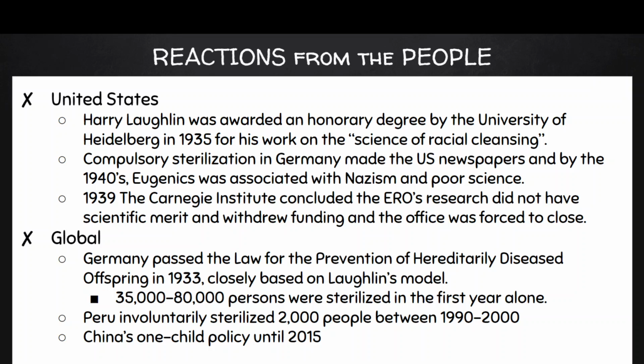On the global scale, Germany passed a bunch of sterilization laws and ended up sterilizing many people. And these laws were really closely based on Harry H. Laughlin's model. Peru involuntarily sterilized 2,000 people between 1990 and 2000, and China continued to have a one-child policy up until 2015.